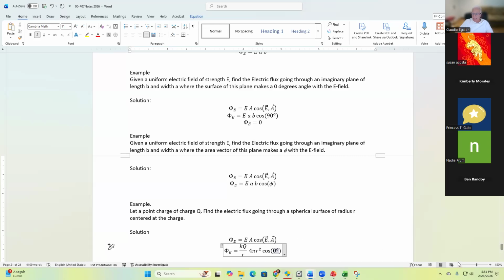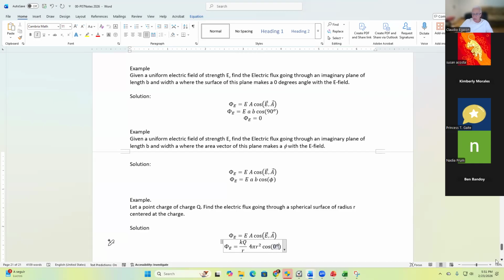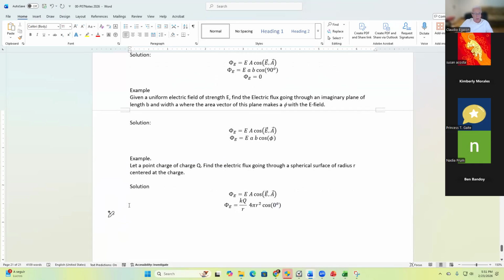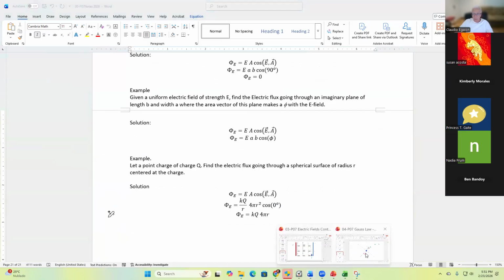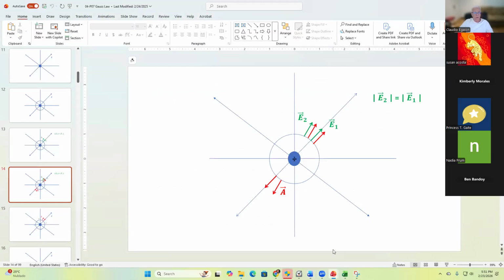Okay, and now we're going to finish. We finished this problem, 1 minute late. Cosine of 0 degrees is 1. We can cancel out this r with the other r, and that's what we get for the electric flux going through the surface of this sphere. Okay, so let's stop here.